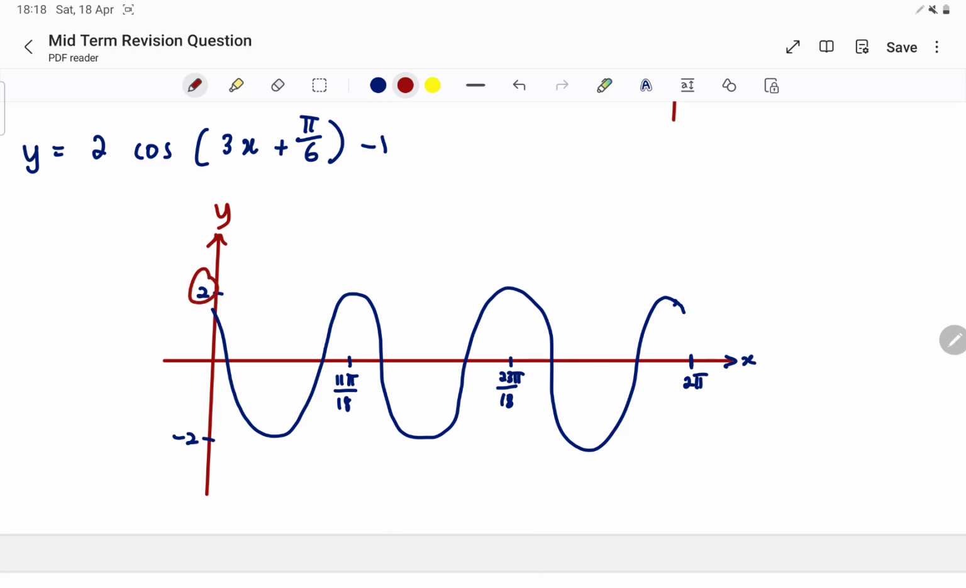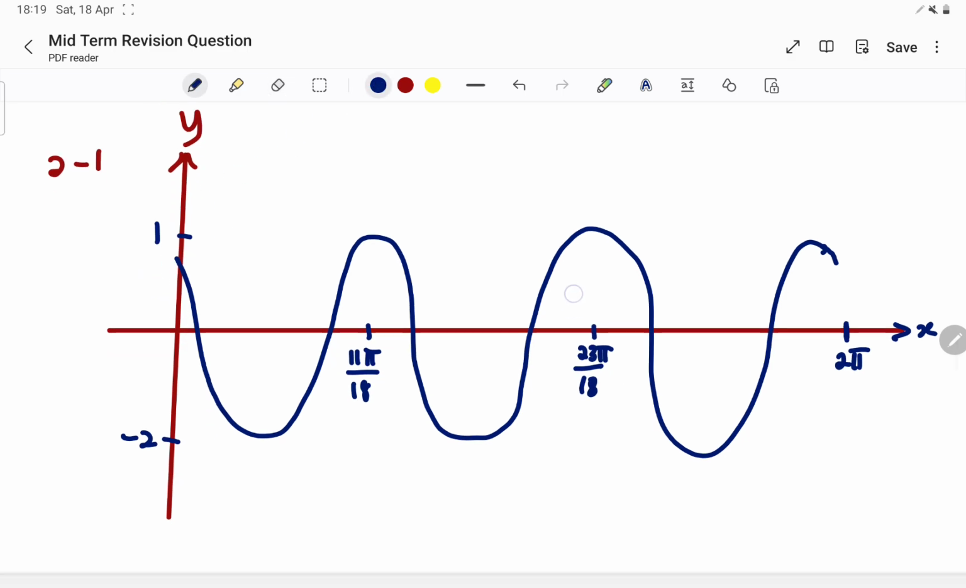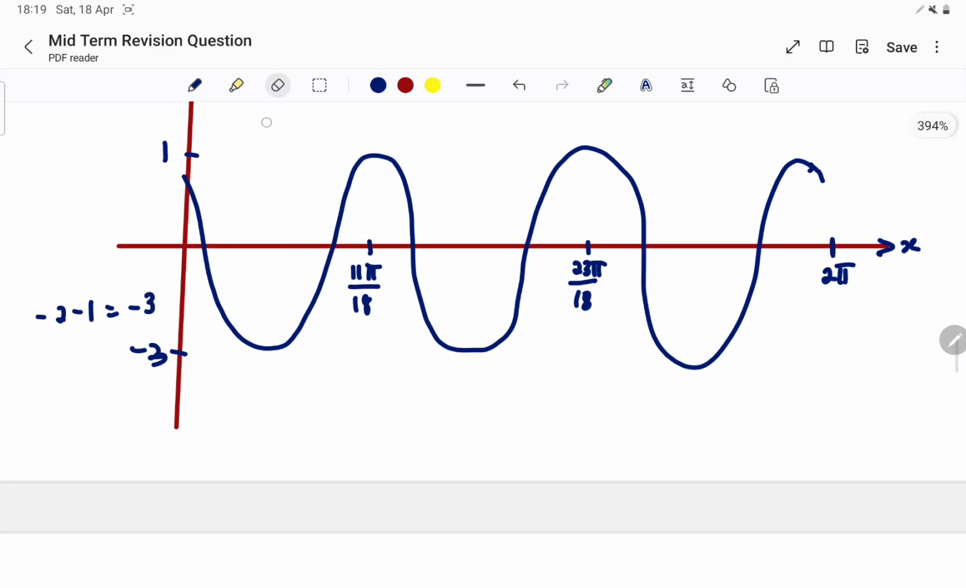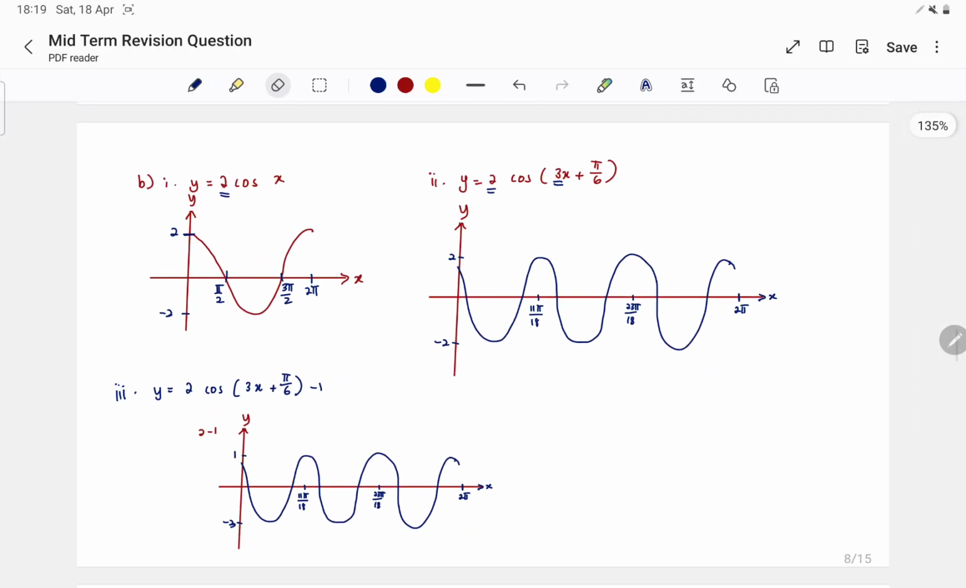This guy, instead of 2, you change this to 2 minus 1. So you will get 1 here. And then you have negative 2, right? Negative 2 minus 1, you're going to get negative 3. Okay, negative 3. Then this is the answer for this one, which is easier. Like this for this question. Hopefully this will resolve. Okay, thank you.